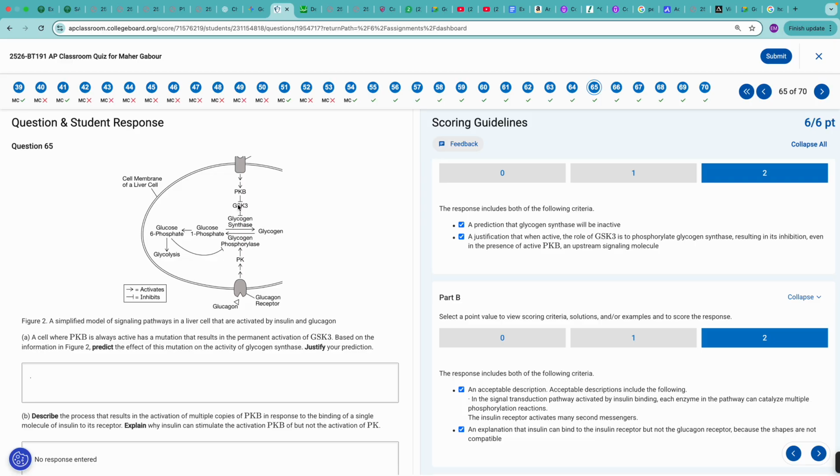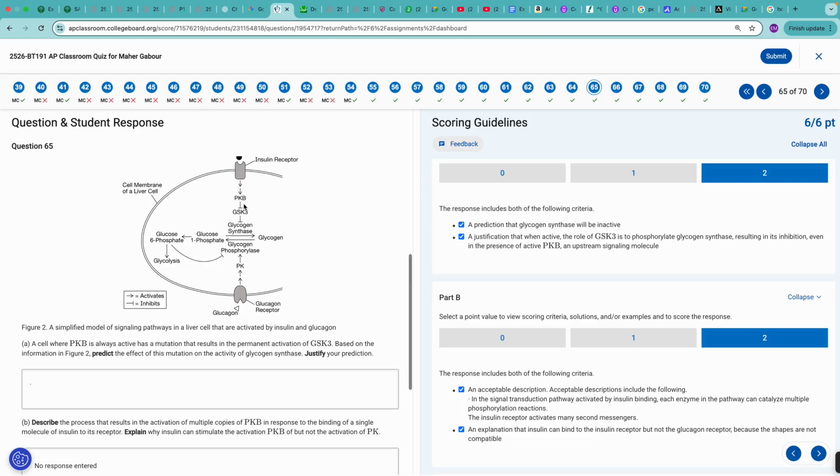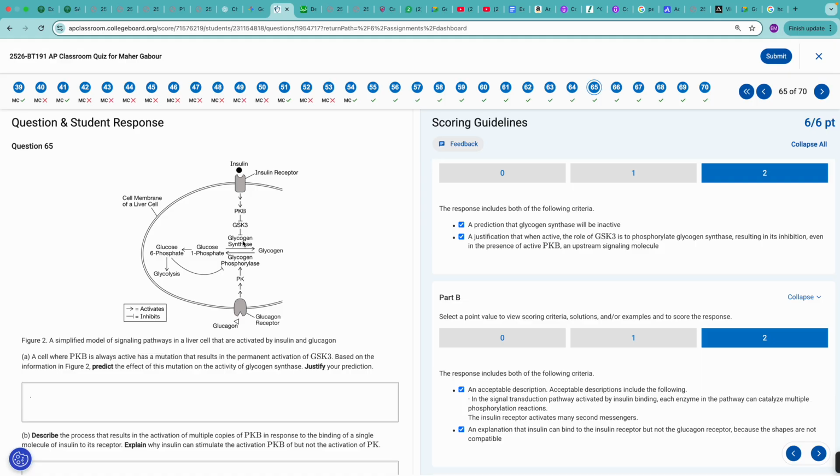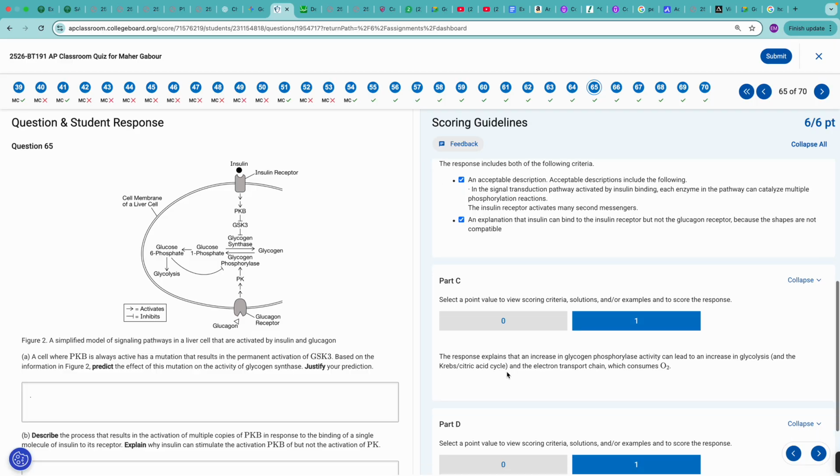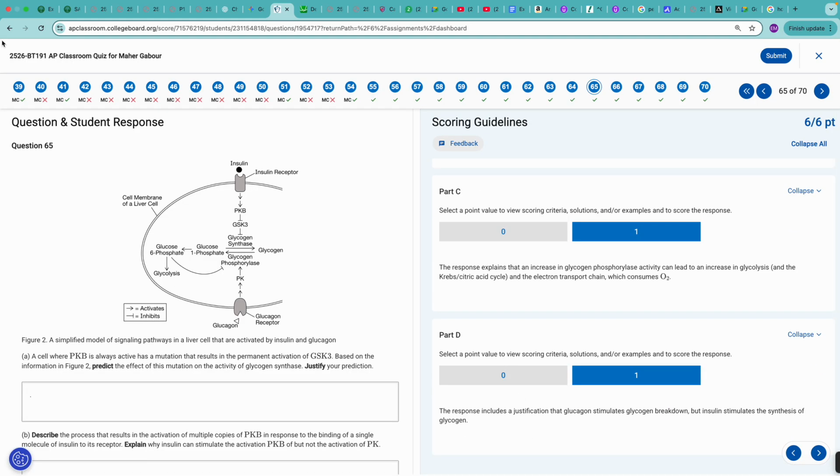When you have this, first you start from here: insulin, PKB, GSK, glycogen synthase. Here, you get glycogen. From the glycogen, your glycogen phosphorylase will convert your glycogen to glucose 1-phosphate. The glucose 1-phosphate will then be converted to glucose 6-phosphate. The glucose 6-phosphate will undergo glycolysis. Now listen to me very carefully. In glycolysis, you have a product with a weird name. Where is it?